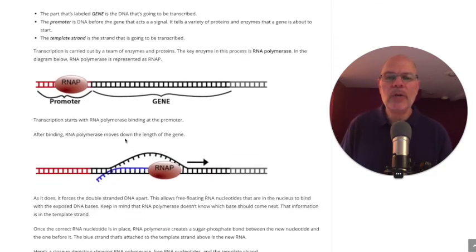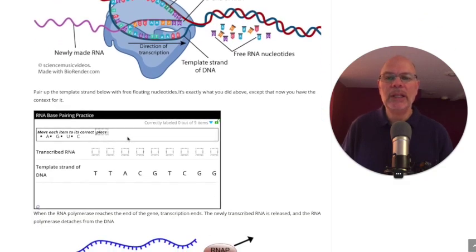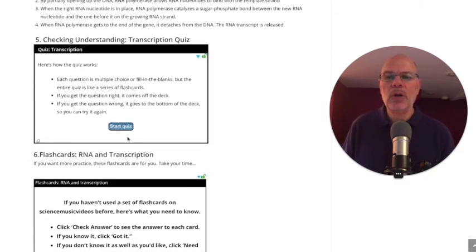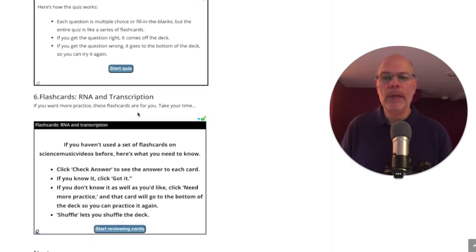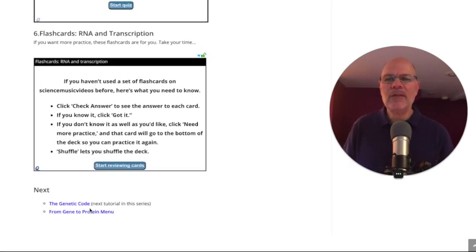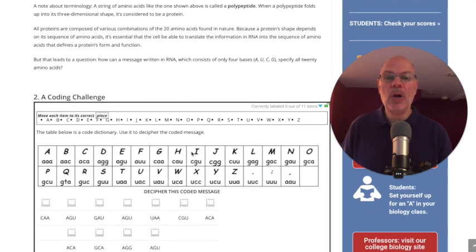And then an interactive reading about the process of transcription, so your students can completely understand how transcription works. And that culminates in some flashcards and also a quiz. So I think that gives you enough of a sense of that. The next tutorial will walk your students through the genetic code and how that works.